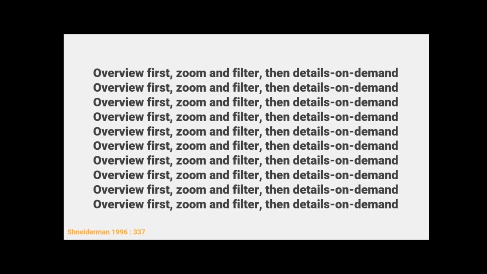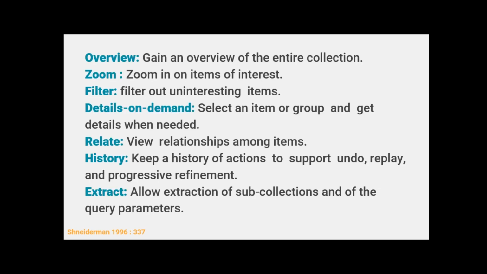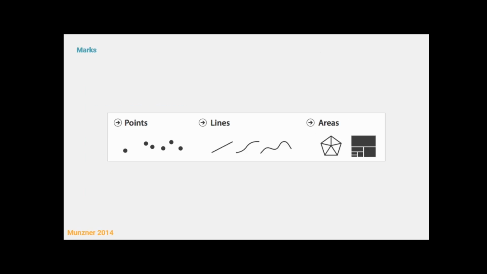The selection of interaction techniques I want to present here is best described by this mantra formulated by Shneiderman in 1996 in his paper The Eyes Have It. This is the original quote from the paper. He explains those techniques, and the first 5 of those techniques are of interest for us right now. Gain an overview of the entire collection, zoom in on the items of interest, filter out uninteresting items, select an item or group and get details when needed, and view relationships among those items.